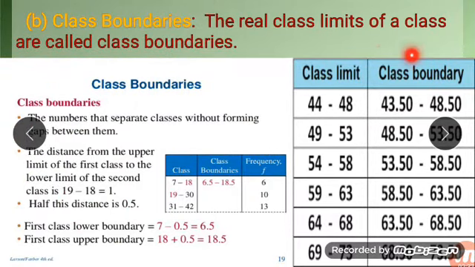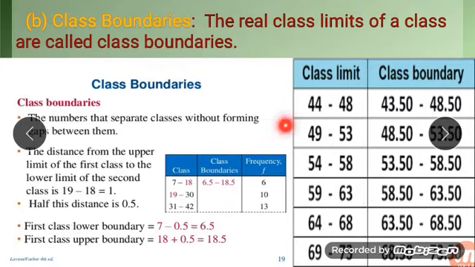Here we have class boundaries. The real class limits of a class are called class boundaries. As already discussed, in continuous frequency distribution the data can take a range of values, which means decimal values can also be included. So if we just make the class limit 44 till 48, and any weight is 48.5, in which class should that weight be recorded? In order to overcome that problem, class boundaries are introduced.